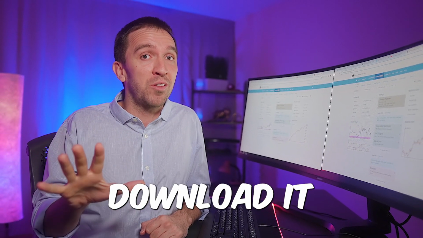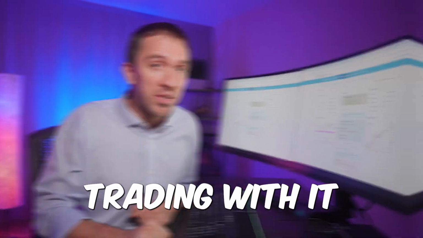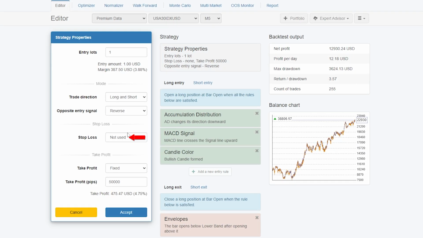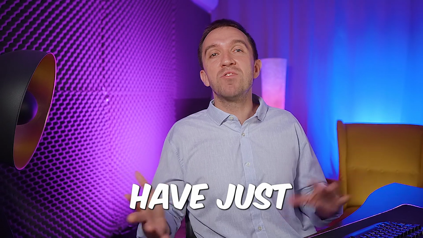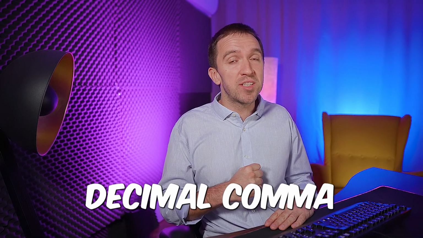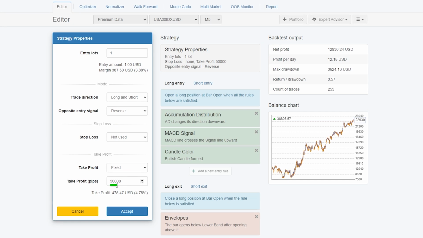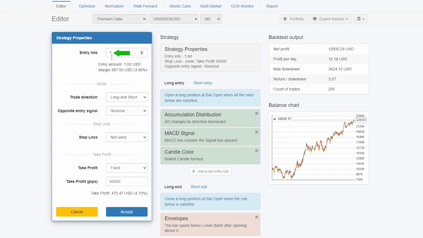But before you download it and start trading with it, let me show you how it works. The robot does not use a stop loss, but there is a take profit of 50,000 pips. Now, most brokers have just 2 digits after the decimal comma, which means that this is a take profit of $500 if you are trading it with one lot.